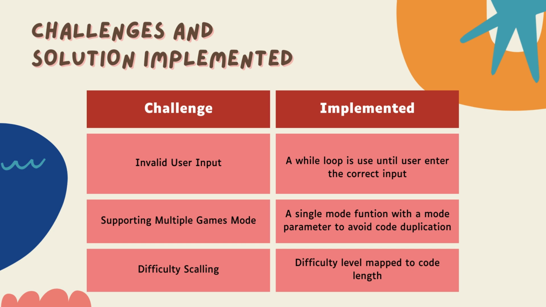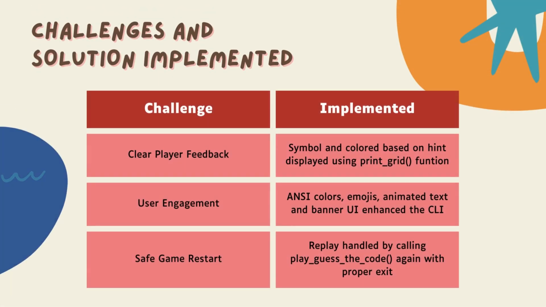Another challenge was difficulty selection. The solution was to map each difficulty directly to the code length: easy, medium, and hard. Providing clear feedback was also important. The game used symbols and colors to show hints, so players can understand their mistakes easily. To keep players engaged, colors, emojis, animated text, and a banner display were added to the interface. Finally, the game allows players to restart safely without crashing by restarting the main game function or exiting properly.